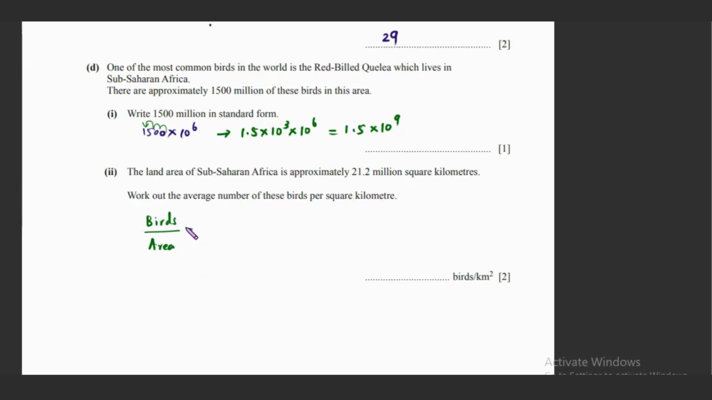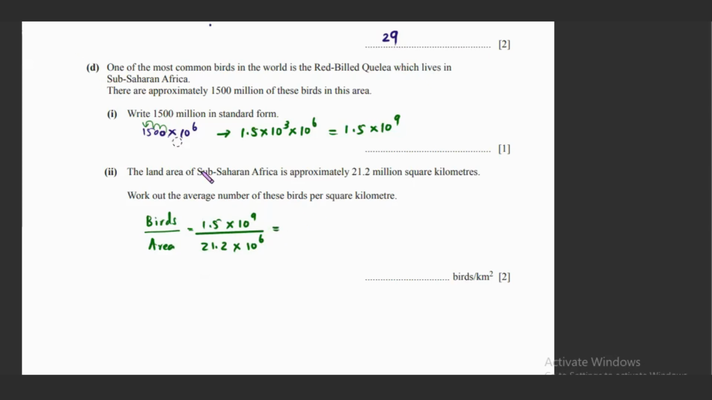The amount of birds is known to us, which is 1.5 times 10 to the power 9. That is the amount of birds that we have in that particular area, over the area of the land. The land area is given to us as 21.2 million square kilometers. So that is going to be 21.2 times 10 to the power 6 square kilometers. So we need to do the division here. This will give us the answer.